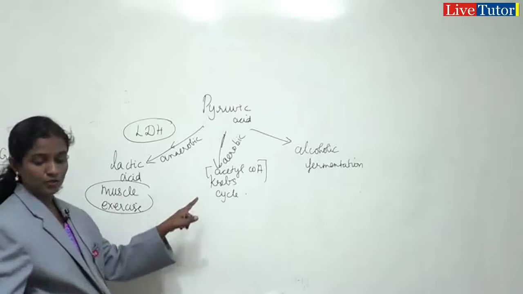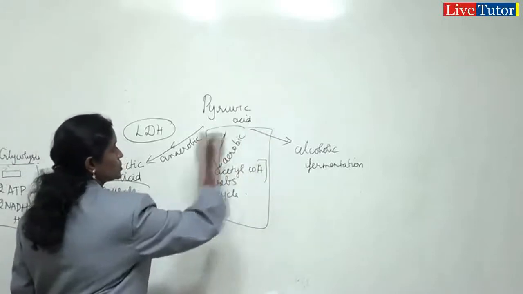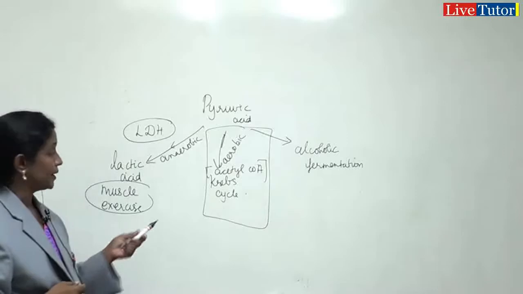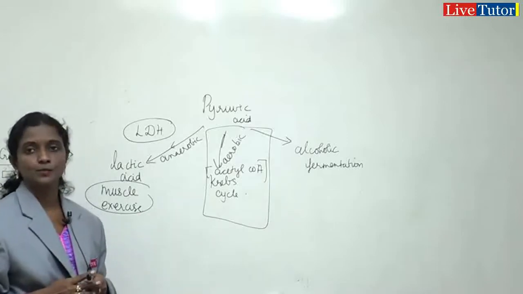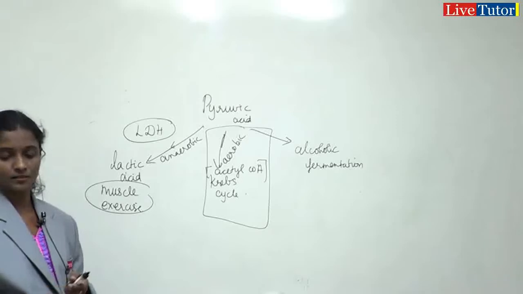So now we are going to focus on this one, the center one. We are going to focus on how pyruvic acid goes into Krebs cycle and extract the maximum energy. So let us now proceed with this cycle, Krebs cycle.